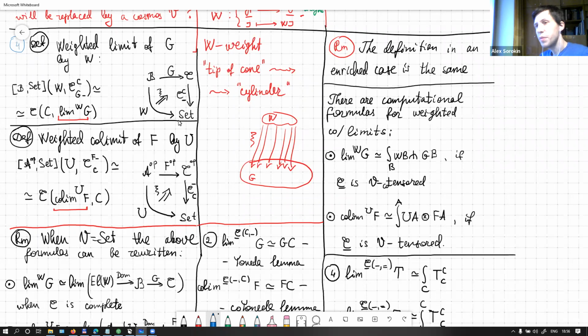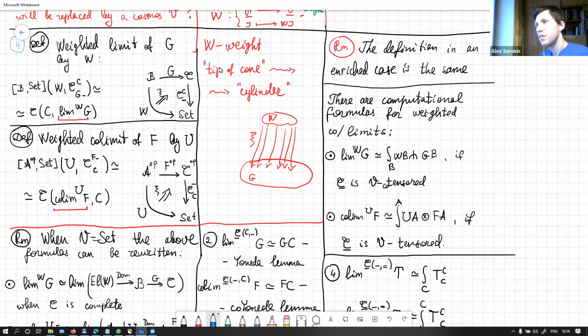Okay, for colimit, I have a similar picture, but I'm taking a weight U and taking natural transformations to co-cones, starting from the image of functor F and going to the cotip C. If such a functor can be represented by a certain object, which is called the colimit of F weighted by functor U, then we call this object the weighted colimit of F by U.